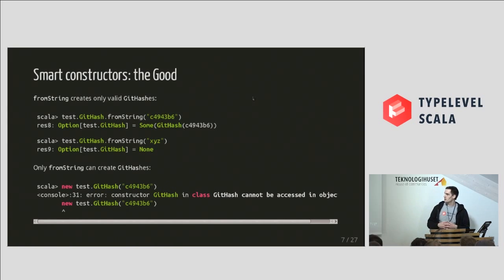This is how that looks on the usage side. If we pass a valid git hash to fromString, we get back Some git hash. If the string is invalid, we get back a None. This is cool. We can now only create valid git hash instances. If we try to use the constructor directly, the compiler does not allow that.